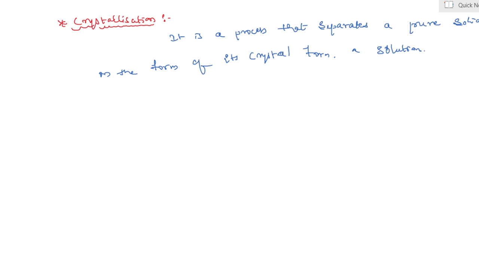This method is used to purify solids. For example, the salt we get from seawater can have many impurities in it, because most of the minerals are dissolved in seawater. To remove these impurities, the process of crystallization is used. The crystallization technique is better than a simple evaporation technique.